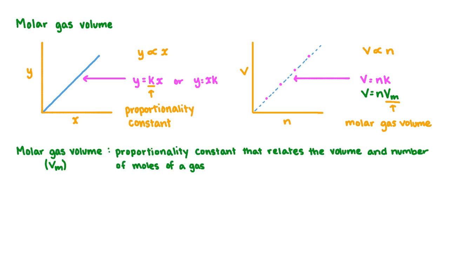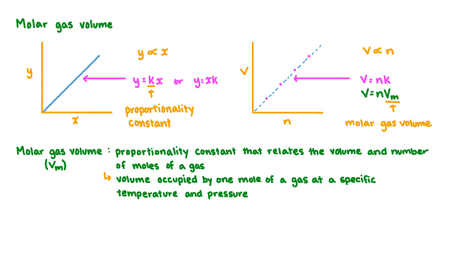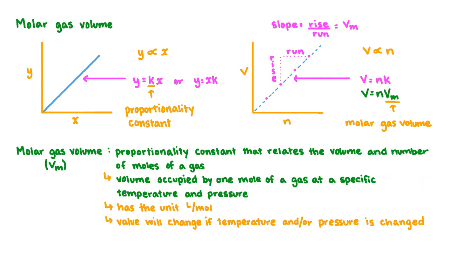Molar gas volume is a proportionality constant that relates the volume and number of moles of a gas. It indicates the volume occupied by 1 mole of gas at a specific temperature and pressure, and typically has a unit of liters per mole. When looking at a graph of the number of moles of a gas versus volume, the slope of the trend line is equal to the molar gas volume. The volume a gas occupies is dependent on the temperature and pressure. Therefore, the value of the molar gas volume will change if temperature and/or pressure is changed.